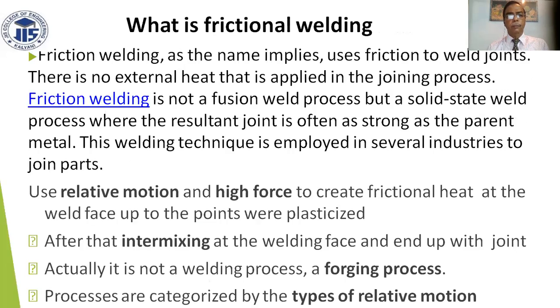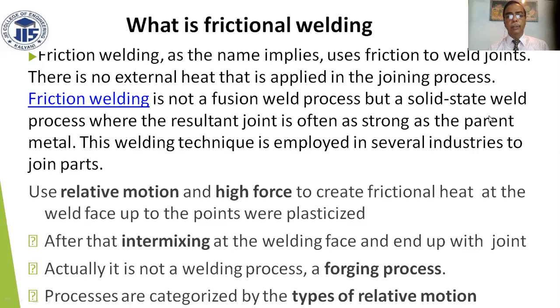What is friction welding? Friction welding, as the name implies, uses friction to weld joints. There is no external heat applied in the joining process. Friction welding is not a fusion weld process, but a solid state process where the resultant joint is often as strong as the parent metals.